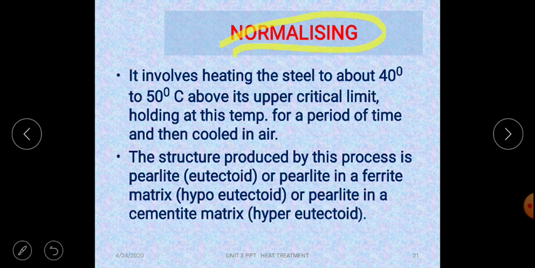Next part of heat treatment process is normalizing. So what does normalizing mean? It involves heating of steels to about 40 to 50 degrees Celsius above the upper critical temperature and holding at this temperature for some period of time and then cooling it in normal air. Compared to annealing, where components are cooled in a furnace, in the normalizing process the component is cooled in air. The structure produced by this process is pearlite, that is the eutectoid product, or pearlite in a ferrite matrix, that is the hypoeutectoid product, or pearlite in a cementite matrix, that is the hypereutectoid product.